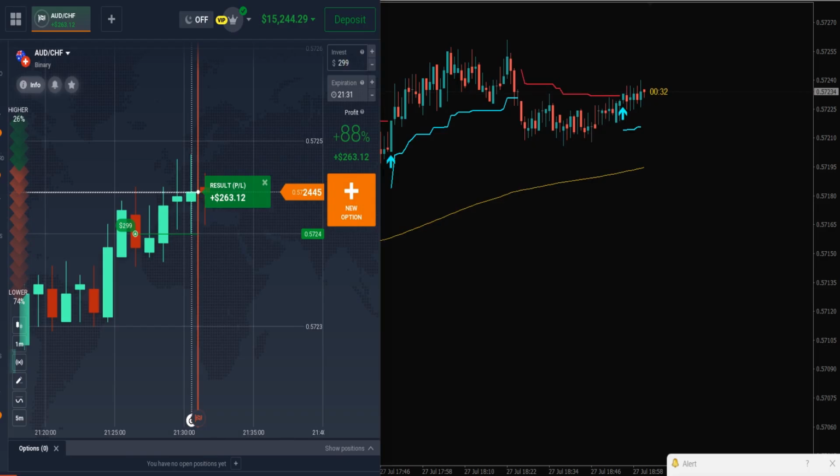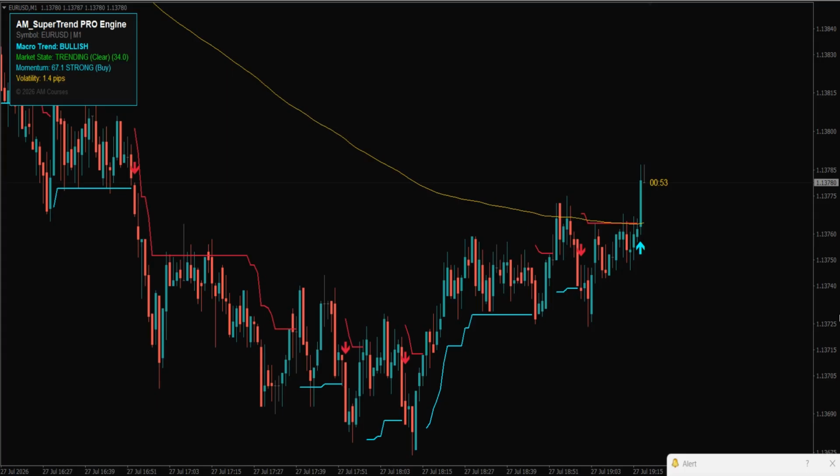Practice it on a demo account first, until you can follow the checklist without thinking. Now let's go back to the chart and wait patiently for the next clean setup. Now look at this setup, because it is not the same as the last one.